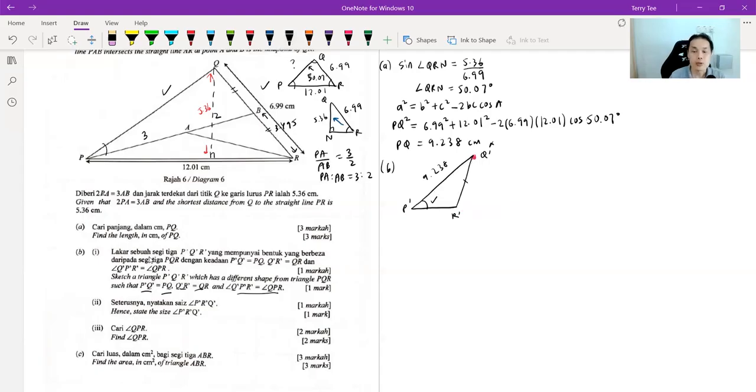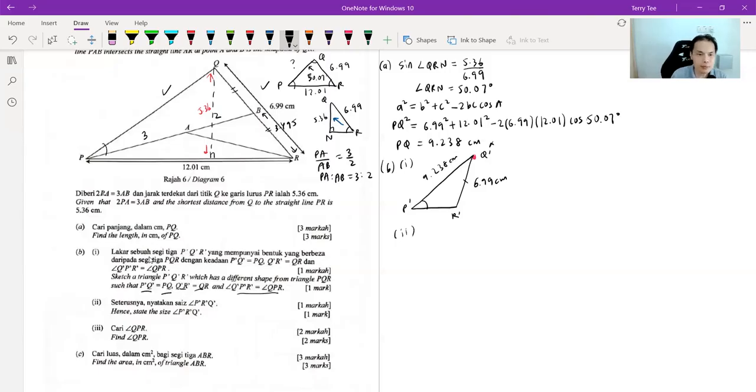So it looks something like this. This is 6.99. So this is the triangle that we have to draw. We have to sketch. So there you go. You maintain the length of these two sides as well as angle QPR. All right, so this is B Roman 1. Now, hence, state the size of PR prime Q.